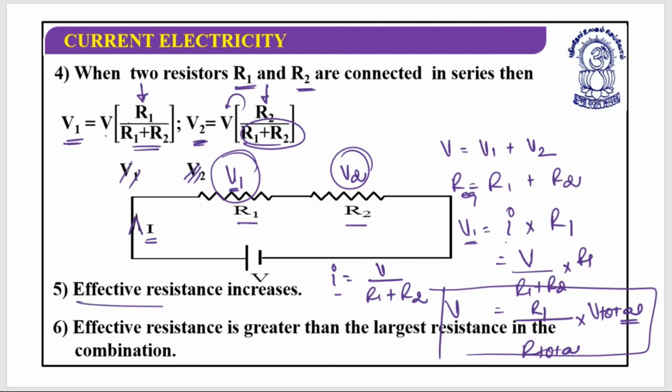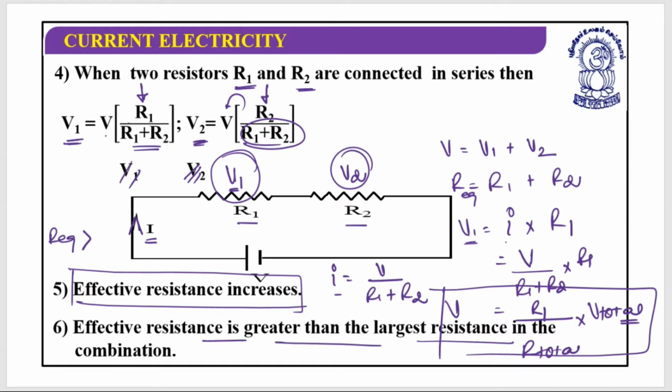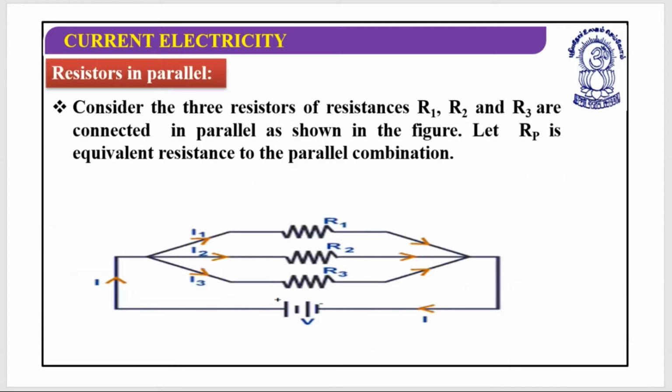Next, the effective resistance always increases. That means R equivalent will always be greater than any of the individual resistances, always. And one more thing: the effective resistance is greater than the largest resistance in the combination. I hope these points are clear to you. So shall we switch to resistances in parallel? First we are going to see these two combinations, and then we will switch to the questions and numericals based on this only. So let's look at this.